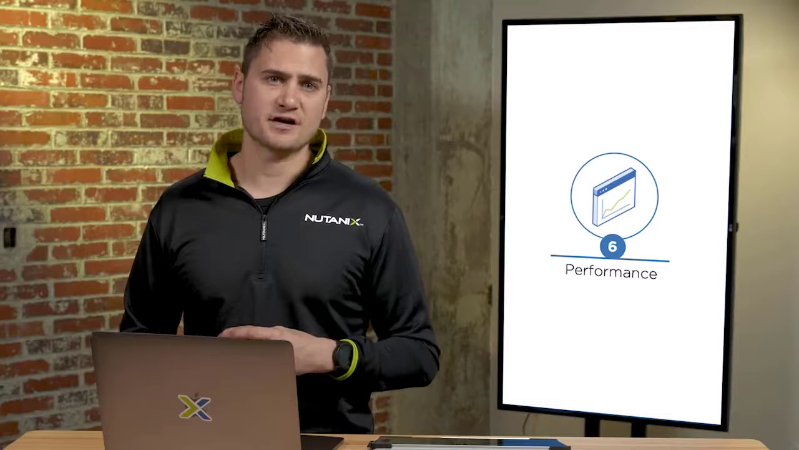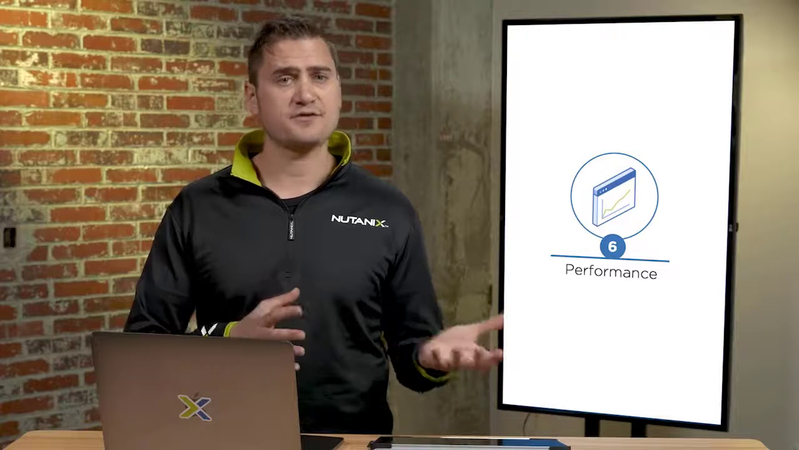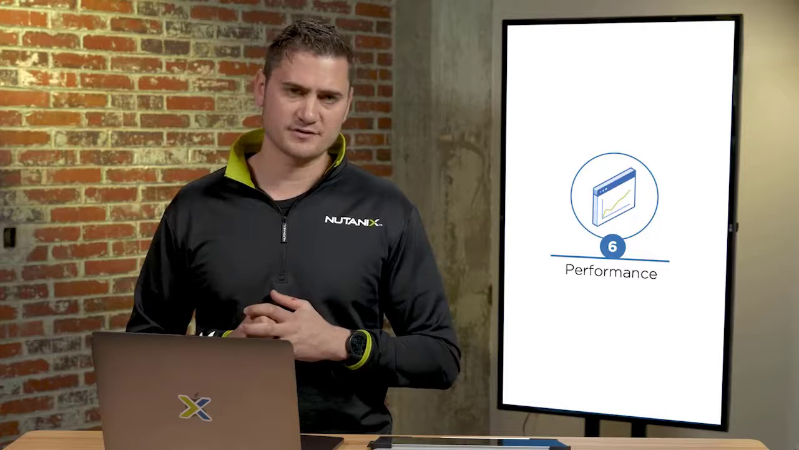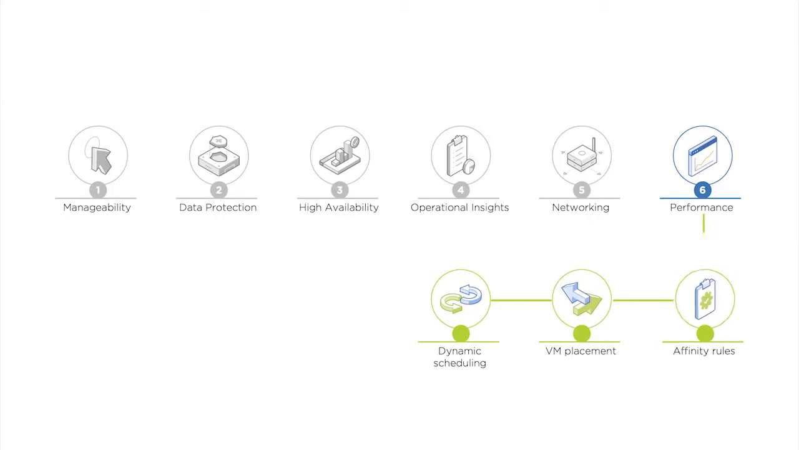In a virtualization environment, you have to take into account what workloads are running on the hypervisor, how those workloads impact the overall system, and what happens as the system grows over time. AHV handles these adjustments via dynamic scheduling, VM placement, and affinity rules. Dynamic scheduling is an ongoing process that monitors resources like CPU, memory, storage, and networking across nodes in a cluster to ensure that the environment avoids hotspots and that VMs get the resources they need. The scheduler moves VMs to reduce hotspots.